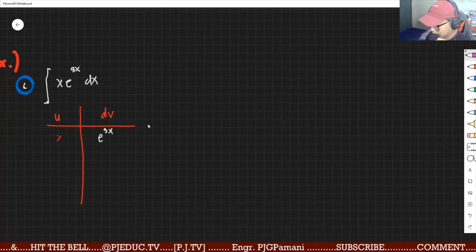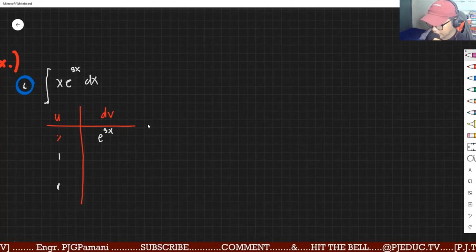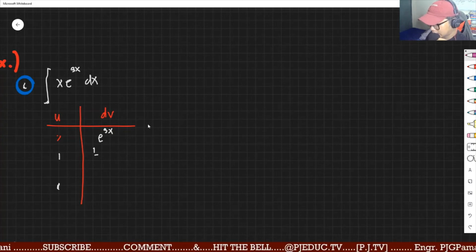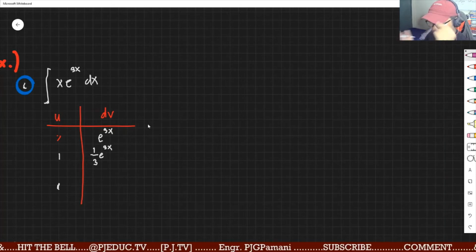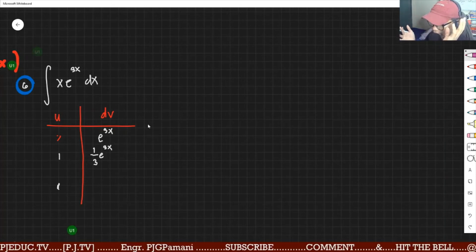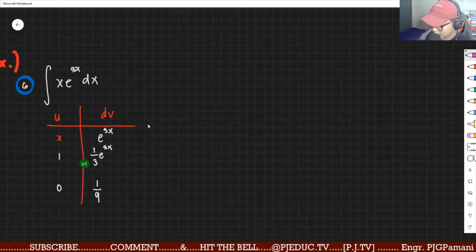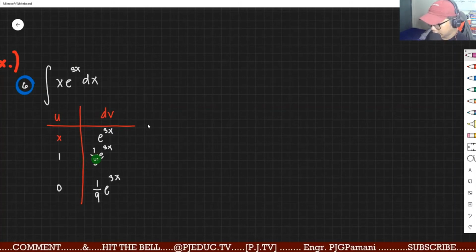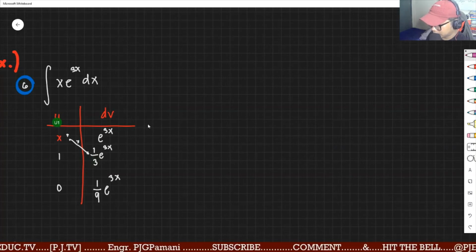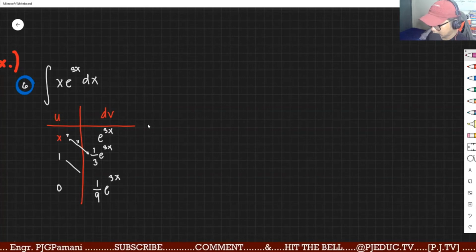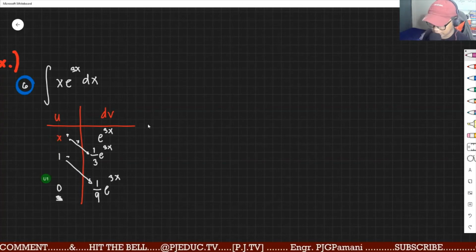Differential of x is 1 and 0. Integral of e raised to 3x. That is 1/3 e raised to 3x. Integral of 1/3 times e raised to 3x. That is now what? 1/3 times 1/3, 1/9 of e raised to 3x. First term, first row times second row, plus minus second row times the last row. Again, we end up at 0.